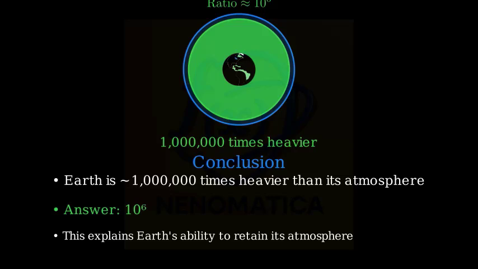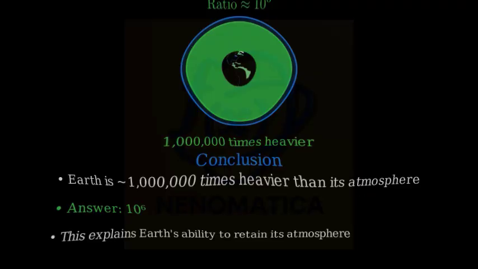This massive difference in weight helps explain why Earth's gravity can hold onto its atmosphere, and also why atmospheric pressure is relatively constant across the Earth's surface.